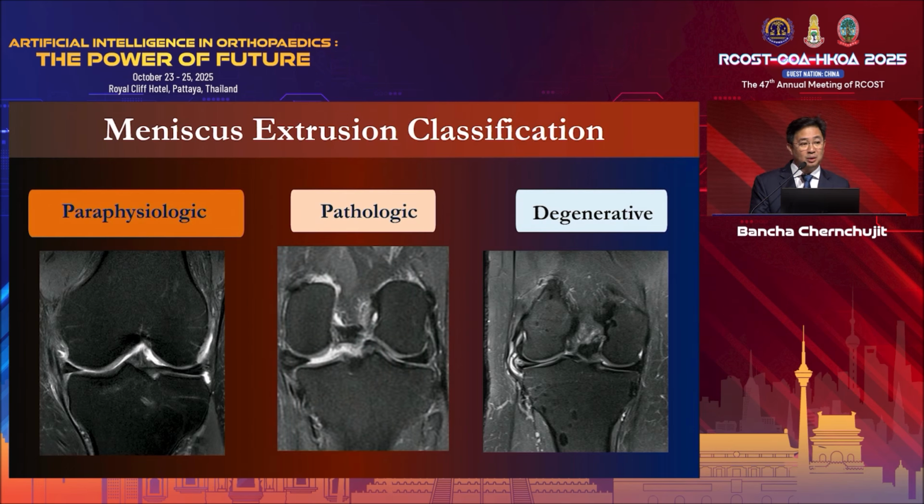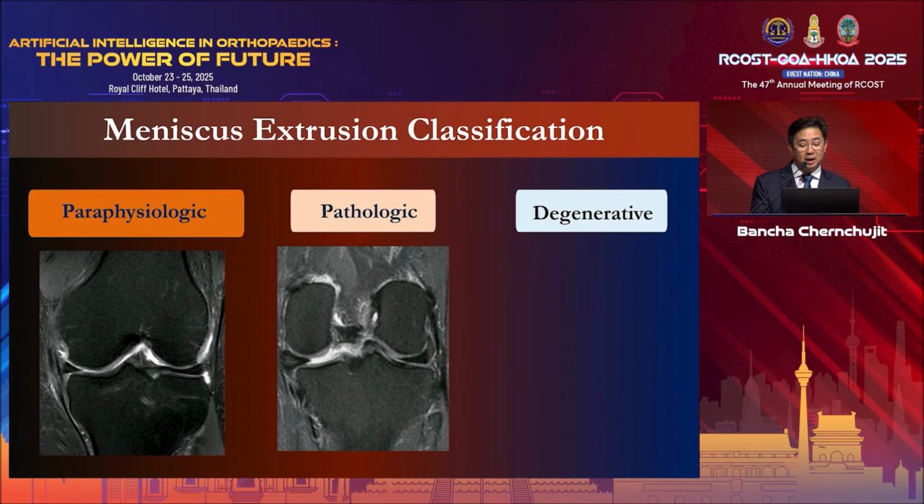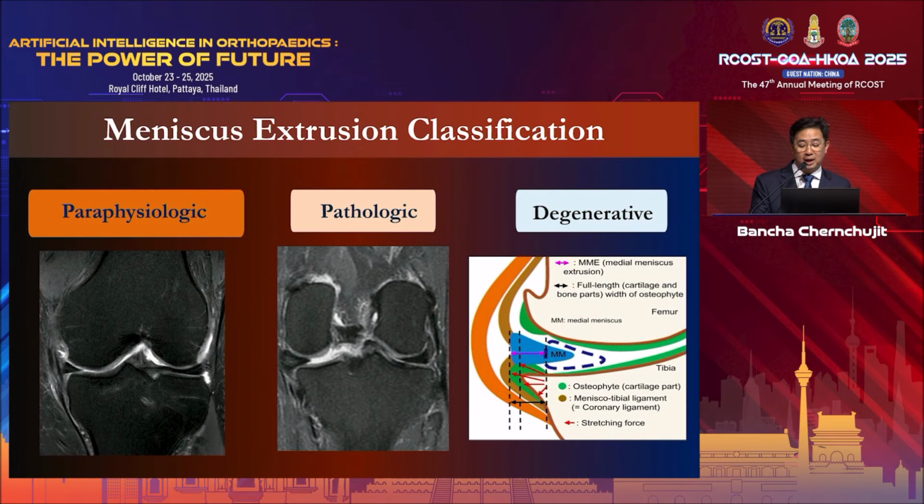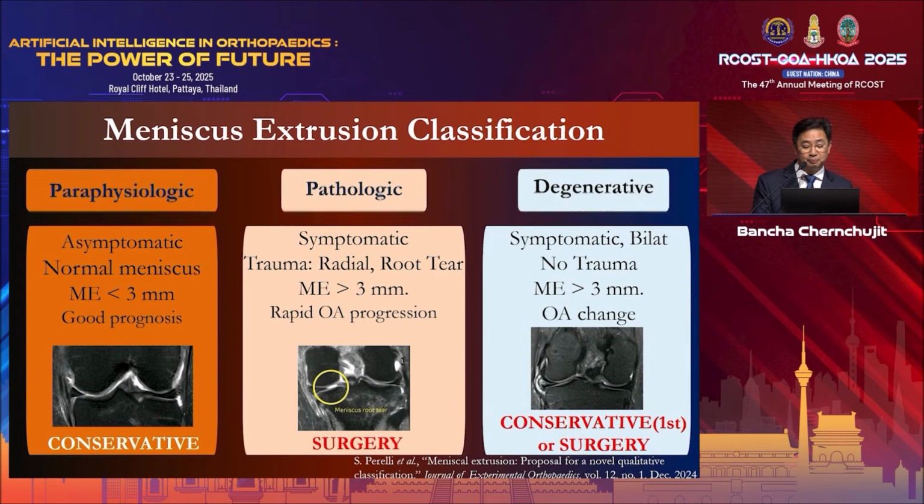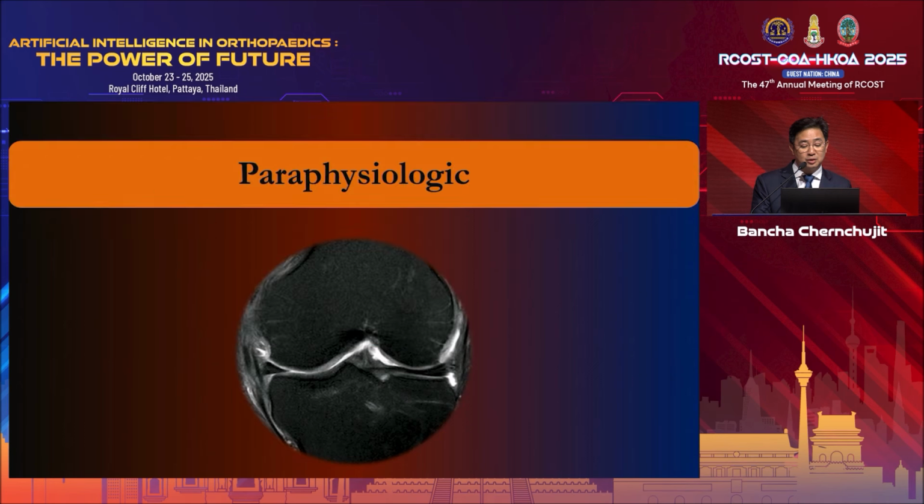You can have pathologic meniscus extrusion and degenerative extrusion. So many times you see early OA and extrusion without a meniscus tear. That's because the osteophyte on the medial side attenuates the medial meniscotibial ligament, so that can cause extrusion without a meniscus tear, okay? So this is a conclusion of the three causes.